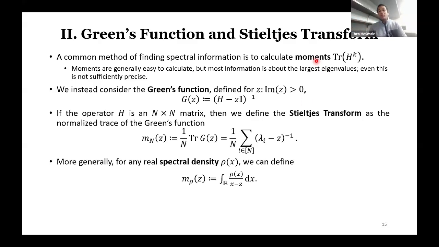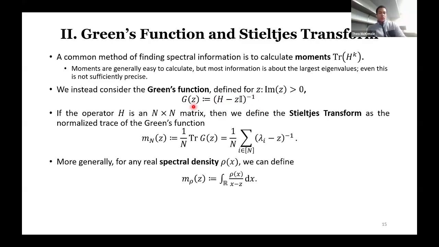Like I mentioned, oftentimes a way to get spectral information is to calculate the trace, but this won't be accurate enough. So instead, we'll look at what's called the Green's function. I'm going to take a complex number z, important, where the imaginary part is positive. Then I'll take my operator and look at H minus z times the identity and take the inverse. The point is that we know that H has real spectrum and z has positive imaginary part, so this is going to be an invertible matrix.